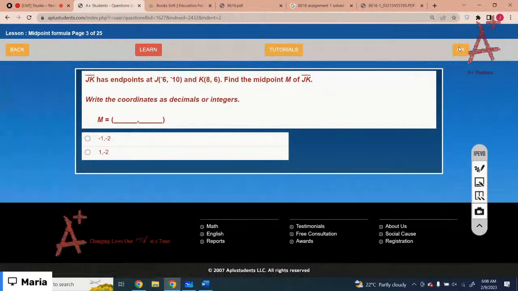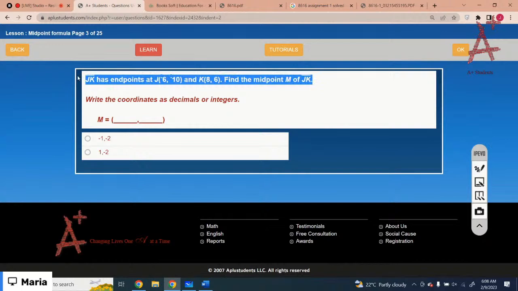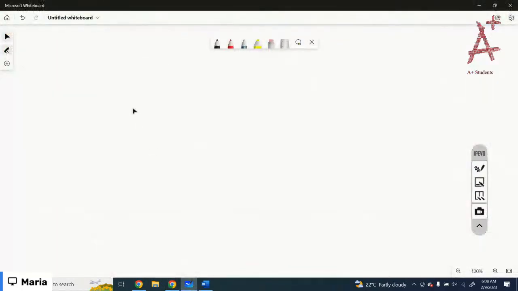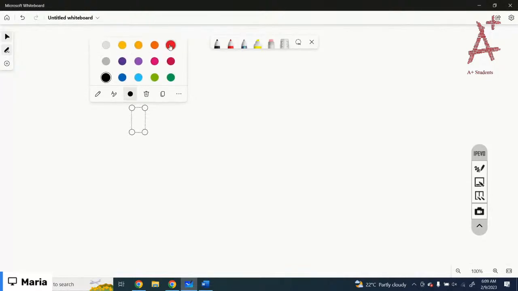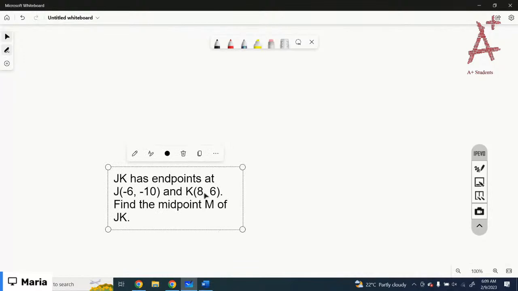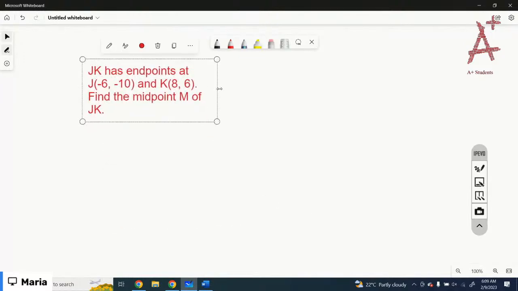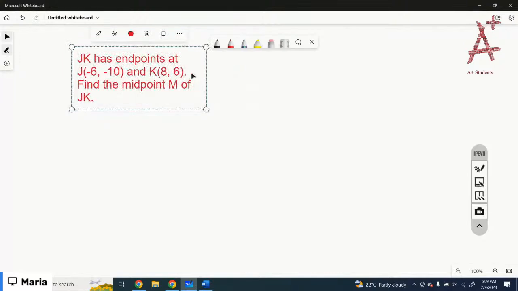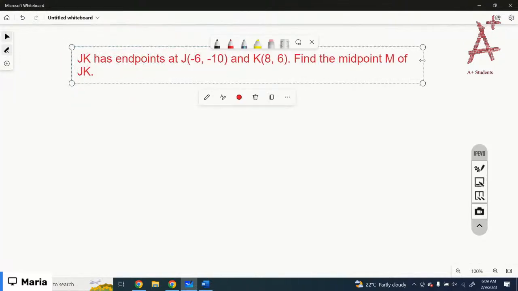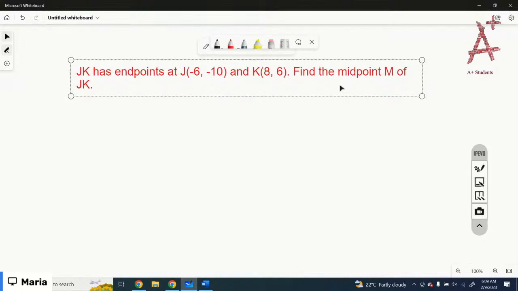Okay, the next one is JK has endpoints J (-6, -10) and K (8, 6). Find the midpoint M of JK. So we have to calculate the midpoint. Okay, so here is the question. JK has endpoints at J (-6, -10) and K (8, 6). Find the midpoint M of JK.